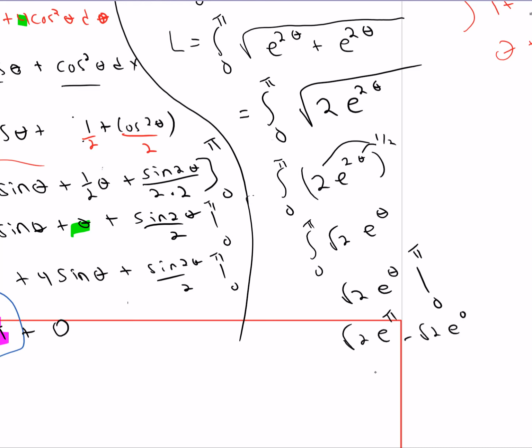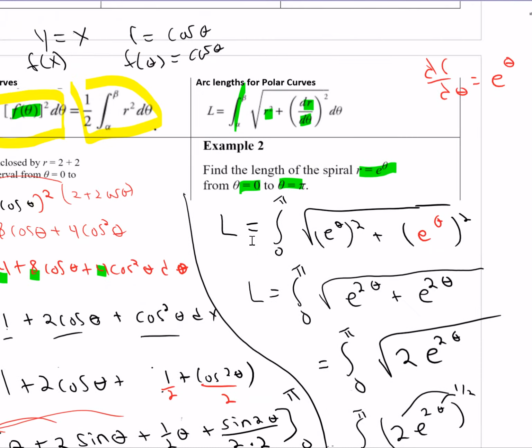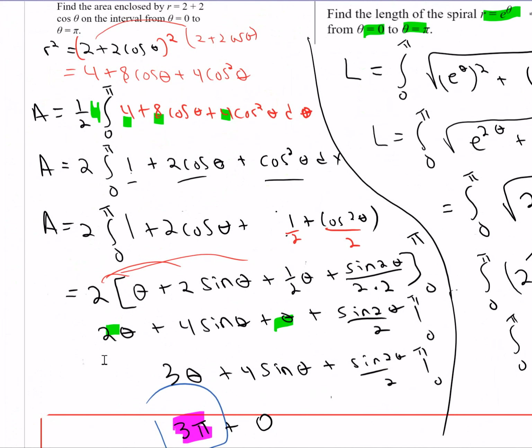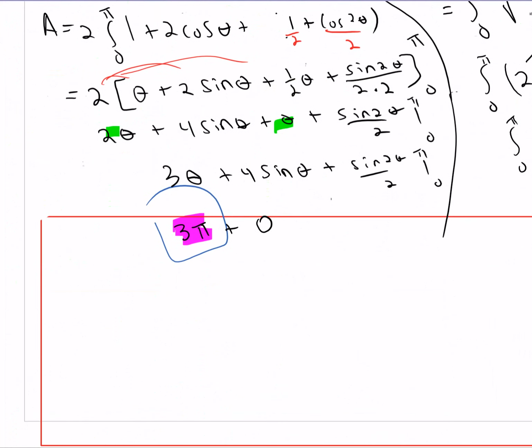E to the 0 is 1, so we're getting root 2 e to the pi minus 1 in that case. And, sorry, not minus 1, minus root 2, right? Because e to the 0 is 1, and we have the root 2 there. Okay, so that's that one, right? And again, that's not going to be all the cases, but there'll be other cases you could look at.